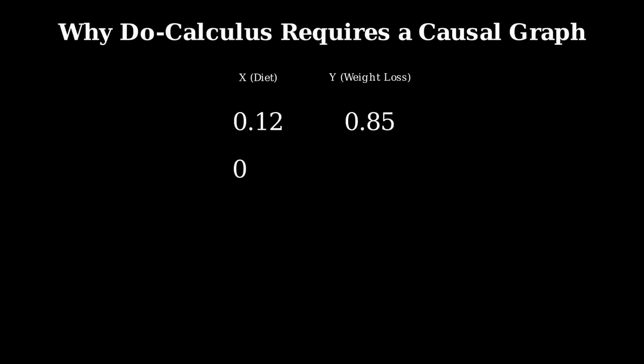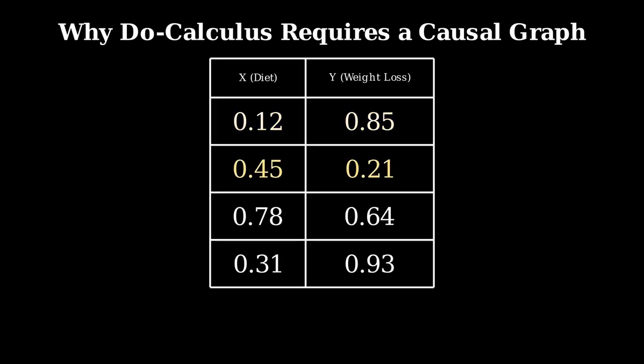You might wonder, can we bypass complex diagrams and just look at the raw data? The answer is a definitive no. Data alone is completely blind to causation. Columns of numbers show strong mathematical associations, but they never explain why those correlations exist.